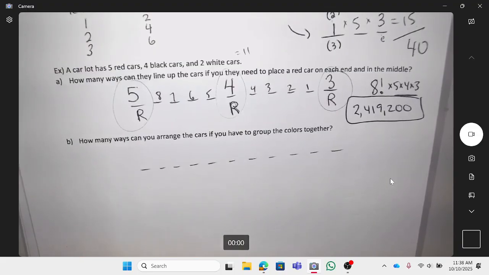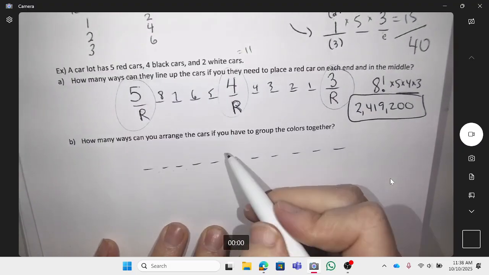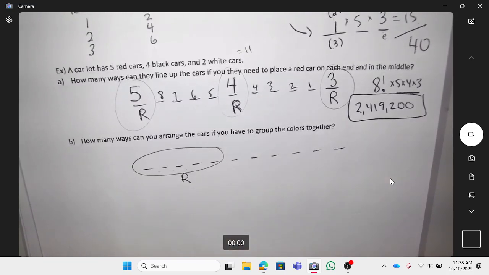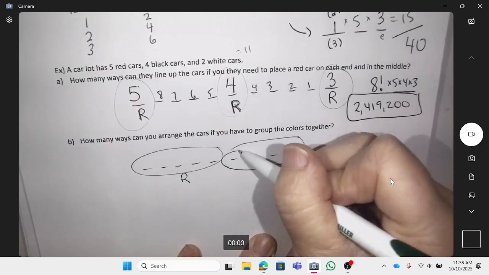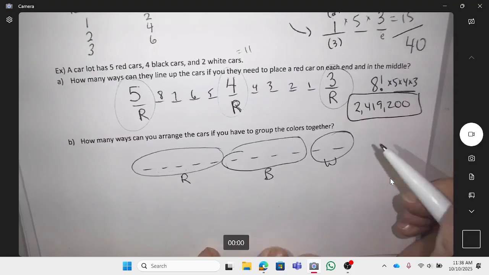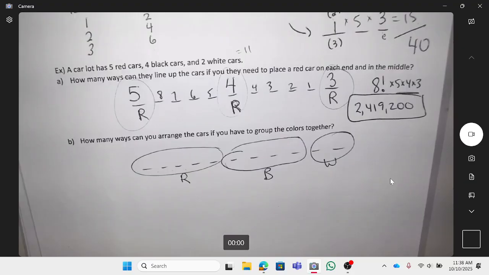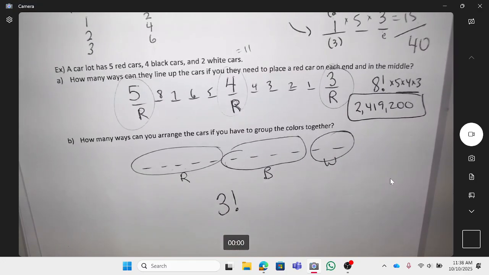Okay, this time you have to group your cars together. They have to sit in their colors. So all the reds need to be glued together when they move. All the blacks and all the whites. So I could put like red, black, white. I could do black, red, white. I could go white, black, red, right? I can move them around like that. So how many objects am I moving around? I'm only moving 3 things around. I'm moving red, black, white. I'm moving that around.